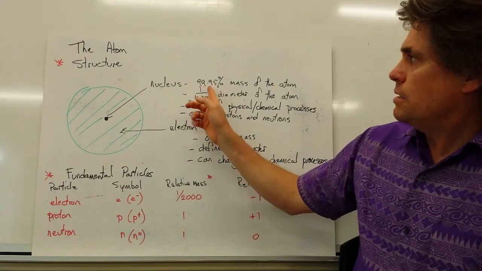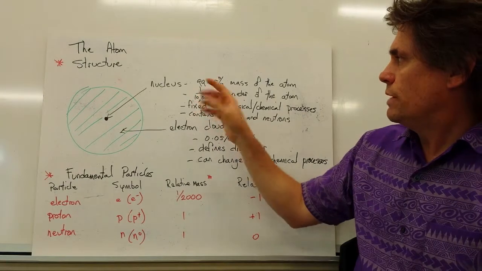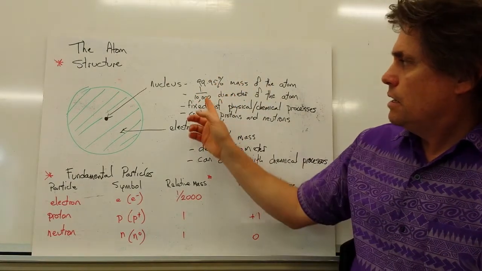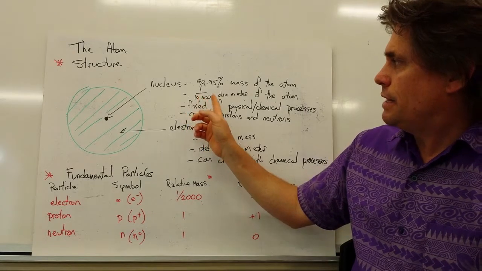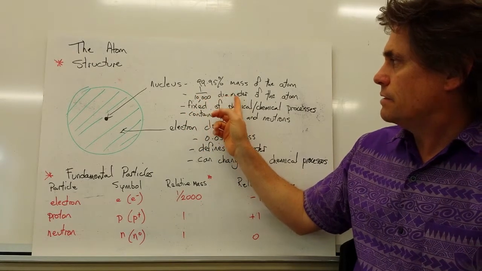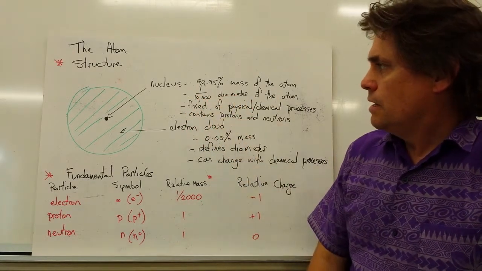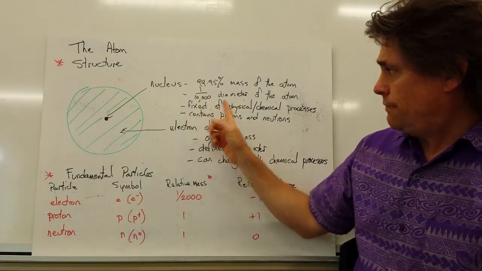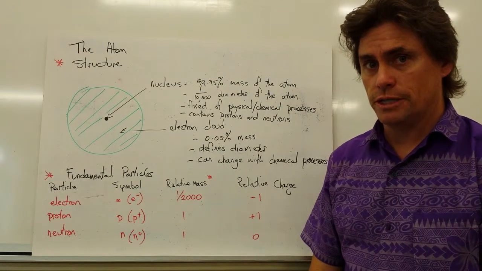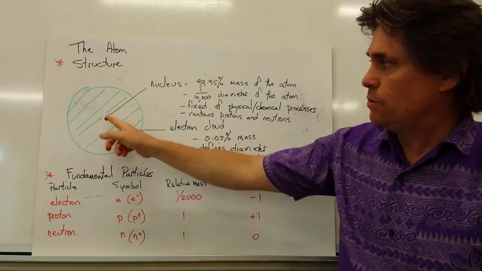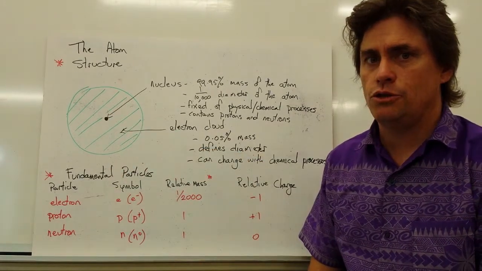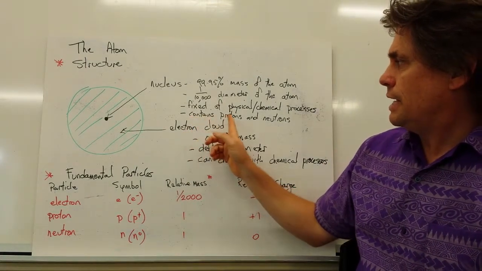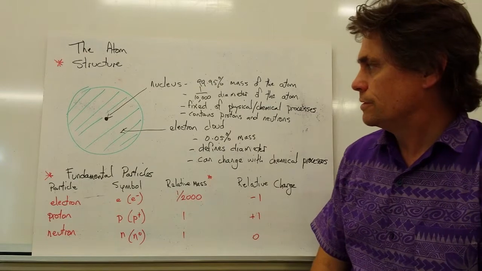And this makes up 99.95 or thereabouts % mass of the atom. It also is about 1/10,000th of the diameter of the atom. The other important thing about the nucleus is that it's fixed for all chemical and physical processes. If there's anything we want to do to the nucleus, it has to be a nuclear process. And finally, the nucleus contains protons and neutrons.